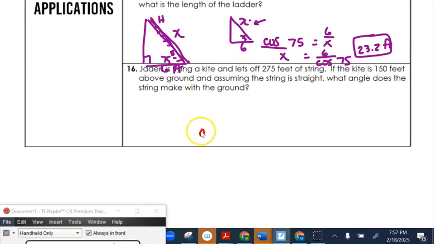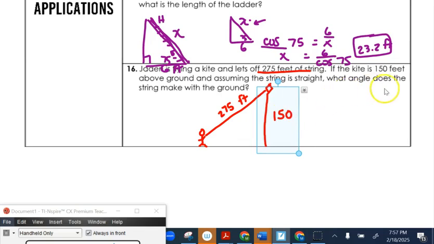Here we have Jaden flying a kite. All right, let's fly a kite. 275 is the amount of string. The kite is 150 from the ground. What angle does it make from the ground? That is what we want to know.